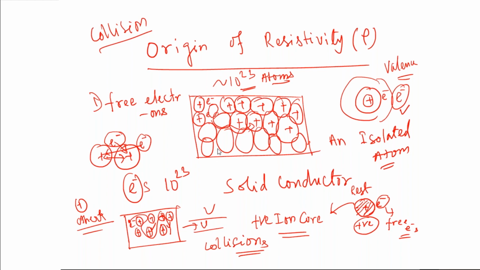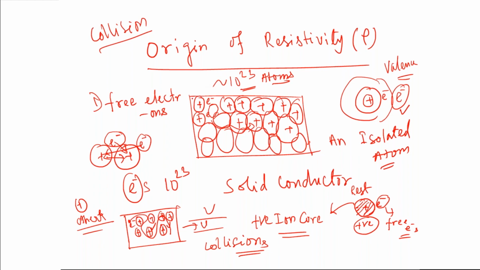Anyway, this is the recapitulation I am doing. I'm recapitulating whatever I had discussed, more or less. I had not started the real lesson for today; I'll start now. So multiple collisions happen with the positive ion cores or with the other electrons. That is the reason why you have resistivity or resistance in any material. But the value of resistance or resistivity depends on the material.